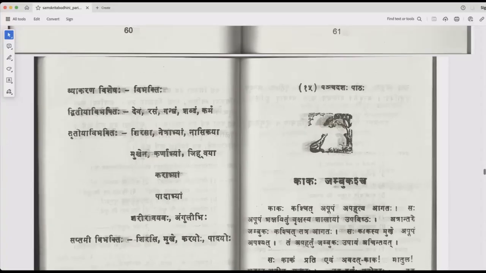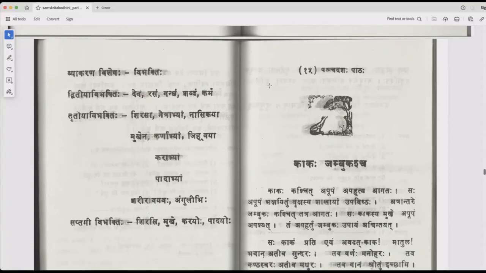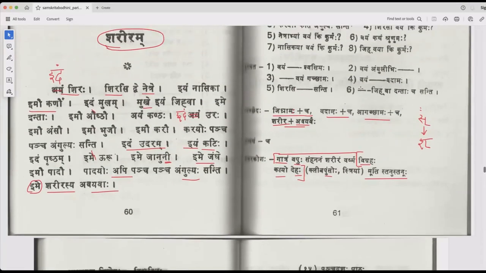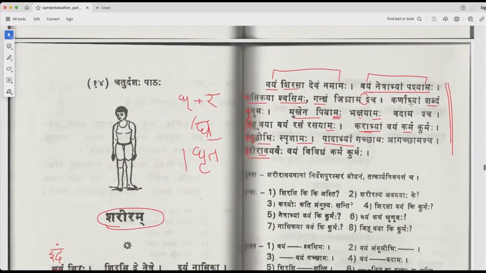So in the 14th lesson, we still have to look at this Vyakarana section. Three vibhaktis have been introduced in this lesson. First is Aham Chitram Pashyami. Then, Vayam Shirasa Devam Namamaha. In this sentence, Shirasa is in Tritiya Vibhakti, and Devam is in Dvitiya Vibhakti. So this lesson has introduced us to the second Vibhakti and the Tritiya Vibhakti, the third Vibhakti.